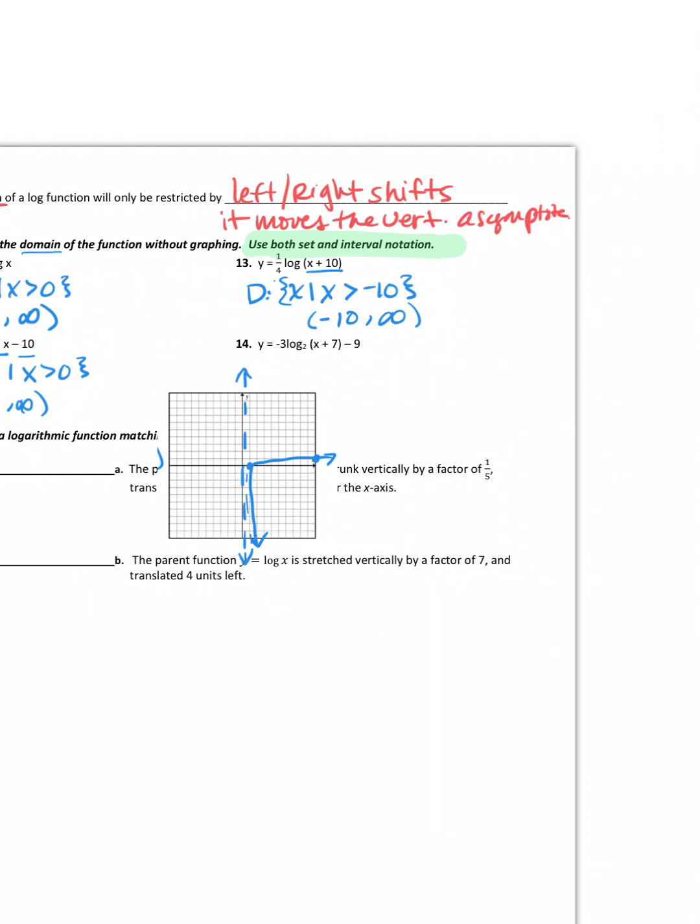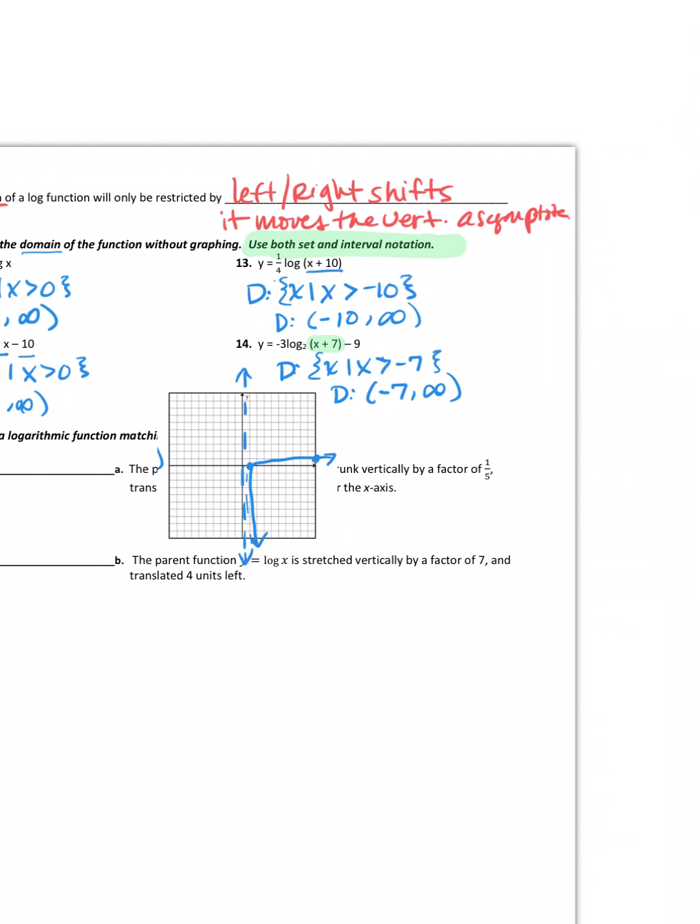Look at 14. There's a lot going on in 14, but the only thing that we really are concerned with is the left and right shifting, this part right here. So think about what that's doing. Well, that's moving it left 7. So my domain will be x greater than negative 7. So make sure you change your sign. And in interval notation, that would be negative 7 to positive infinity. It might help you to sketch a little graph on the side to visualize what's going on. So don't be afraid to do that. That's perfectly fine. You do have to stop and think. You're not going to be using your calculator to do this part.